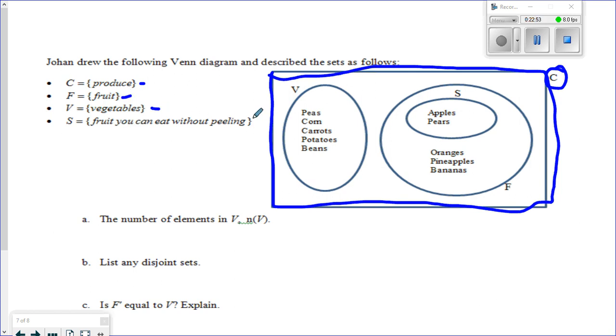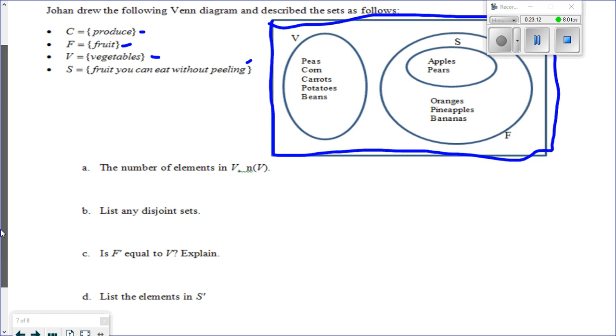Within fruit, there's fruit that you can eat without peeling. Don't start getting all fighty that some things are fruits and some are vegetables and you could eat it without peeling, but you'd get sick. Let's just go with our most straightforward definition of this.